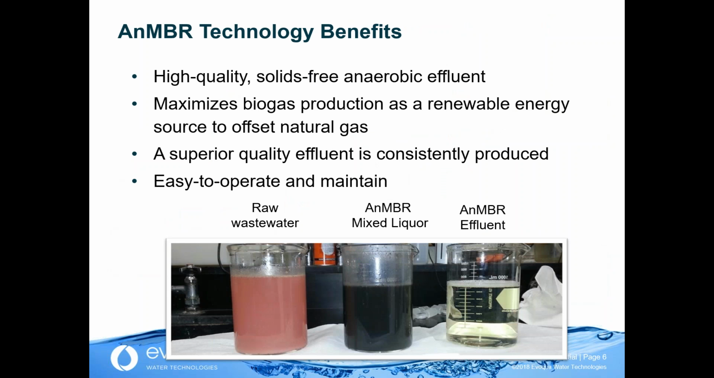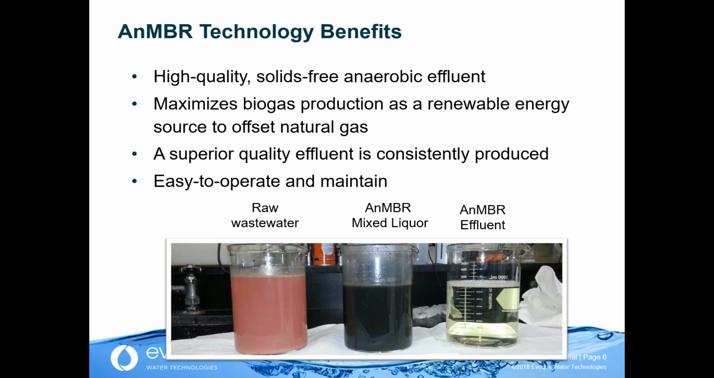Some of the other benefits of the anaerobic MBR is that the system will produce a high quality solids-free effluent. The biogas production is maximized and can be used as an energy source. And aerobic polishing may not be required in some cases.